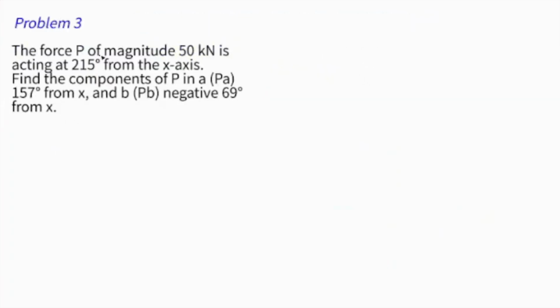So problem 3 natin is force P of magnitude 50 kN is acting at 215 degrees from x-axis, and hanapin natin yung components niya na PA, 157 degrees from x, and PB, negative 69 degrees from x. So ngayon is i-drawing muna natin siya. Gawa tayo ng Cartesian plane.